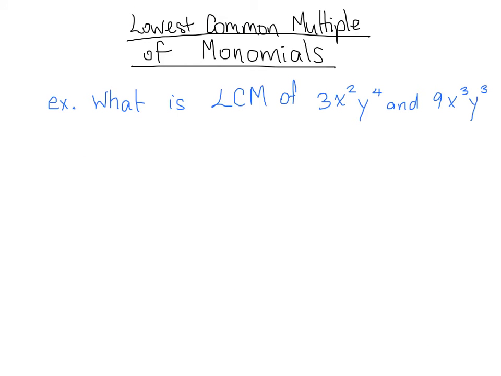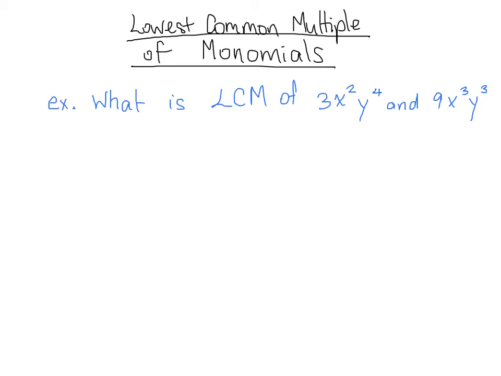Okay, so now here we have 2 monomials, and we're asked to figure out what the LCM, the lowest common multiple, is. So if you have to find the lowest common multiple and variables are involved, numbers are involved, just make sure you find the lowest common multiple of each part, the numbers and each of the variables.